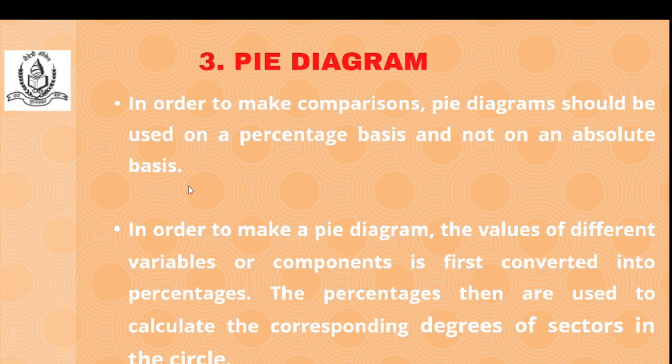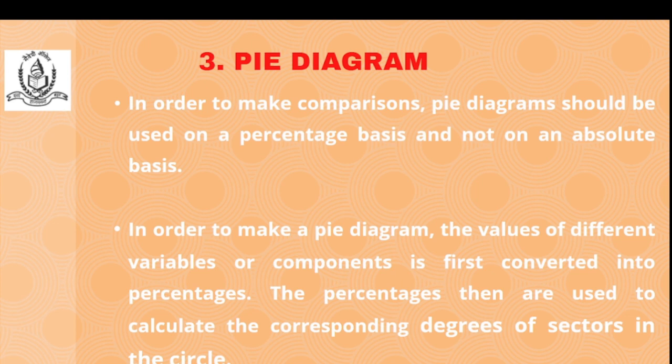So in order to make comparisons with the help of a pie diagram, the pie diagram should always be made on a percentage basis, not on an absolute basis. What it actually means is that you first have to convert the actual observation values into percentages, and then start drawing the pie diagram. So, when you start making a pie diagram, first take the different values of the variable or components and convert them into percentages. These percentages are then used to calculate the corresponding degrees of the sector in the circle. And then you will start drawing the different sectors of the pie diagram.